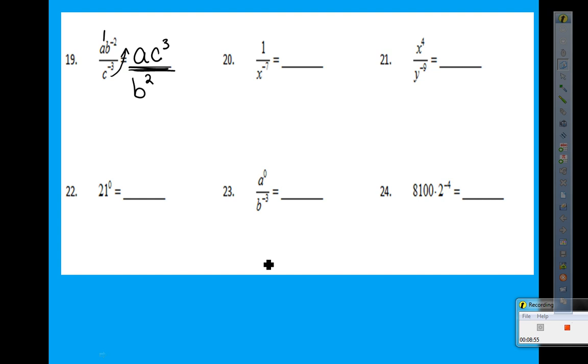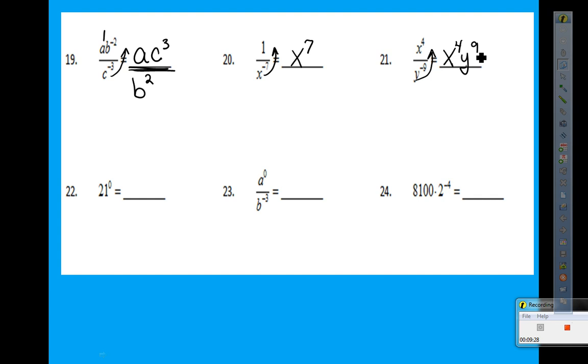1 over x to the negative 7, to get rid of that negative 7 as an exponent, I'm going to bring it up out of the basement. So this becomes x to the 7th. Number 21, I got x to the 4th over y to the negative 9. The x to the 4th is positive. Leave that exponent alone. This one's negative. Move it up. Answer, x to the 4th times y to the 9th. All done.